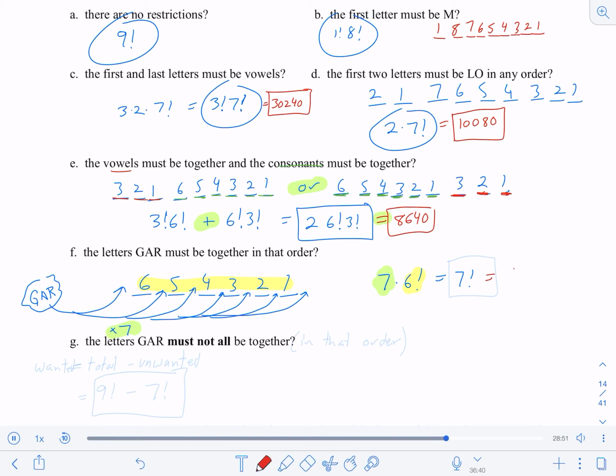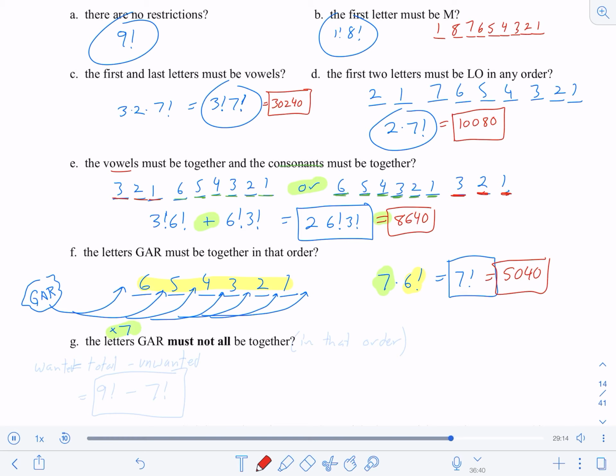In that order, that's kind of a neat one, because if we were to allow that package to be arranged, then we'd be multiplying by the number of ways that we could arrange that as well. All right, there's our answer. The letters G, A, R must not all be together. Oh my goodness, this is a lot of different ways. Here's what I'm going to suggest.